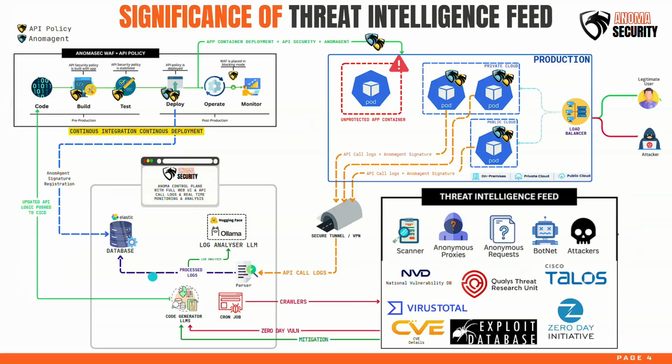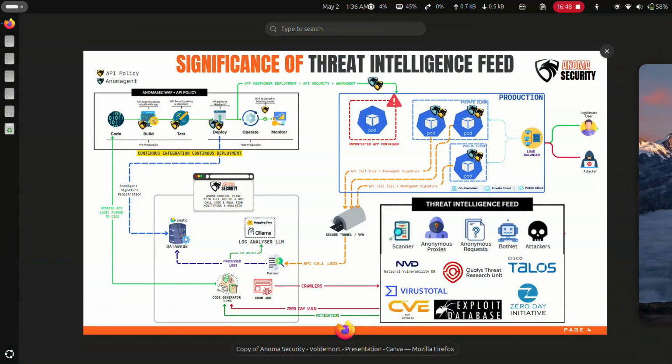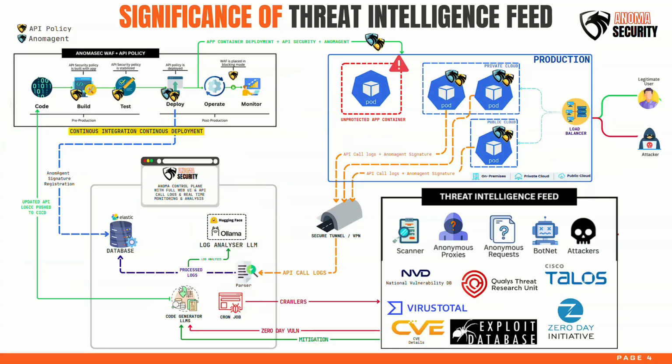Okay, so this diagram explains what exactly is the significance of the threat intelligence feed. Here is a nice looking diagram which explains the deployment process of an organization, from the code and build, then test, and then deploying to production in a containerized environment. As you can see in the bottom right corner, we see the threat intelligence feed.